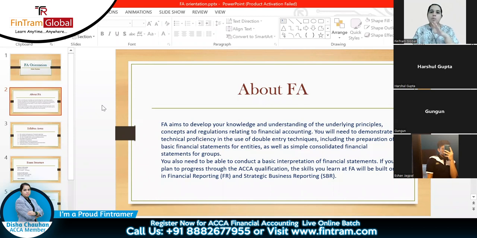Apart from that, whatever you study in FA is something which is going to continue when you reach your skill level, whether when you're giving your FR, that is your financial reporting exam, or even in your professional level, which is your SBR. So the very, very basics are taught in financial accounting. Here, whatever standards we learn, they are not taught in too much detail. You just know, okay, this is a standard. Just the brief about it, that a standard has all of these things. Basically, let's say if it's an inventory standard, we'll learn what all that standard is about and few other things.